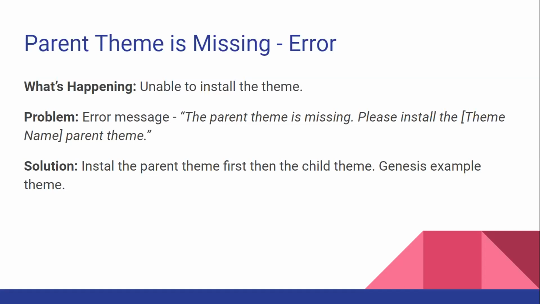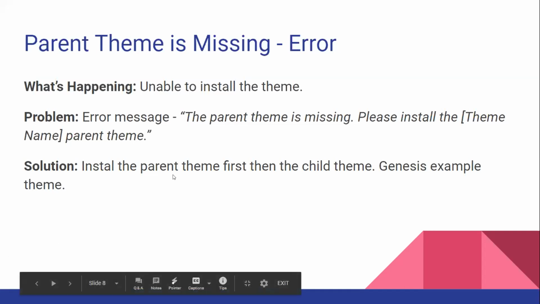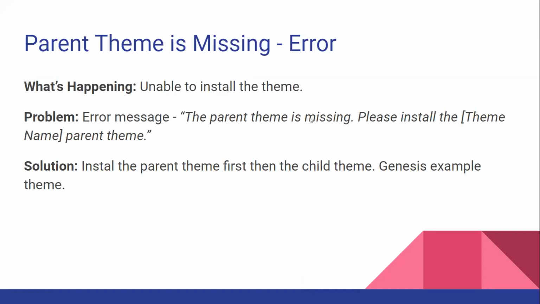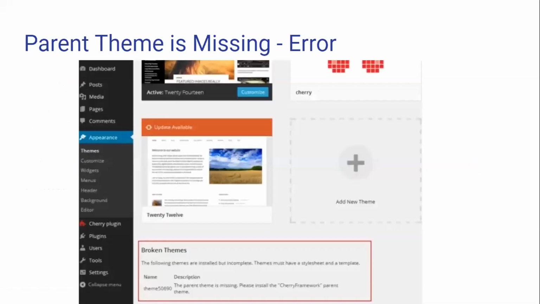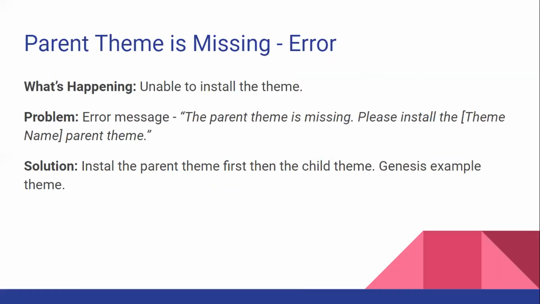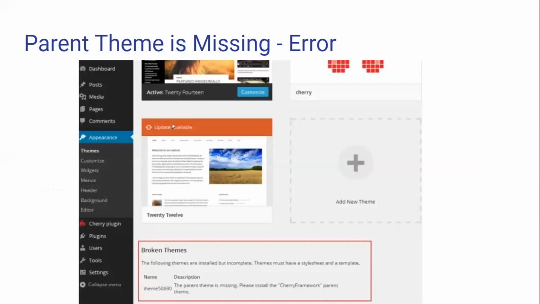Now, whenever you get this error, which means the parent theme is missing, every time I try this, it's normally you're trying to install the child theme before you install the parent theme. So when you try to install the child theme before the parent theme, you will get this error. And the solution is to install the parent theme first, then the child theme, and then both themes will be installed. This is an example of the error.